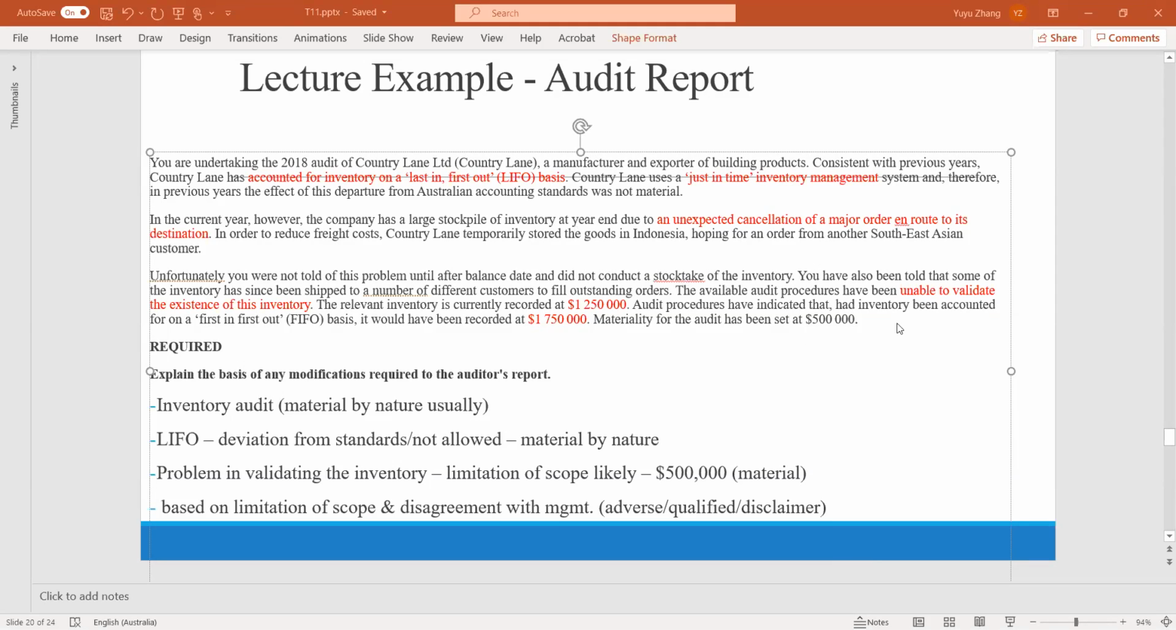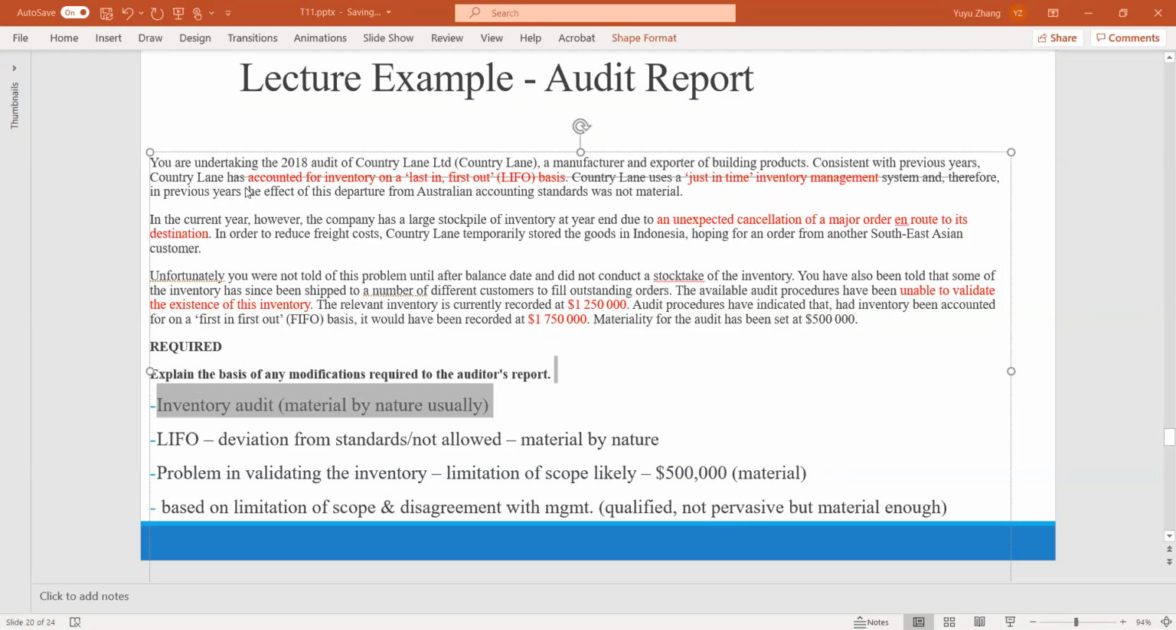And also the misstatement is only about a certain percentage of the inventory account. So it's not likely to be pervasive. So adverse is not right. So similarly, do you think it's disclaimer? So in terms of limited scope, is this pervasive? Only about inventory account, only about a certain amount of the inventory account, just reaching the materiality threshold. So not pervasive. Is that right?